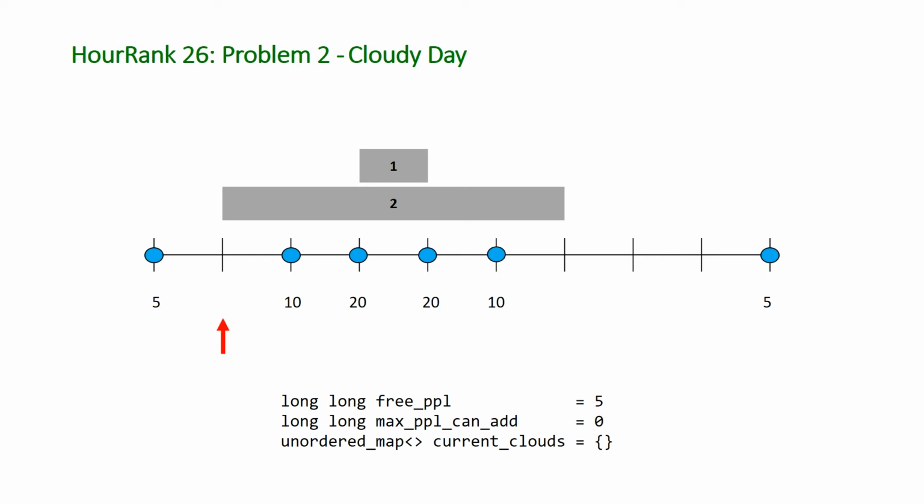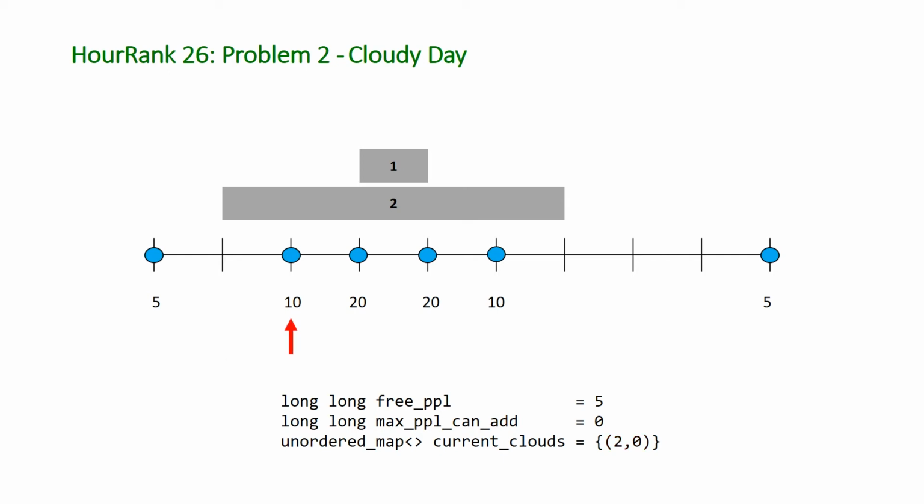We can see we're at the start of a cloud, so we're going to insert into our map cloud number 2. And the value in our map is going to be the current number of people underneath that cloud that could be added, so that exist underneath the cloud only when that cloud is the only one in our unordered map.